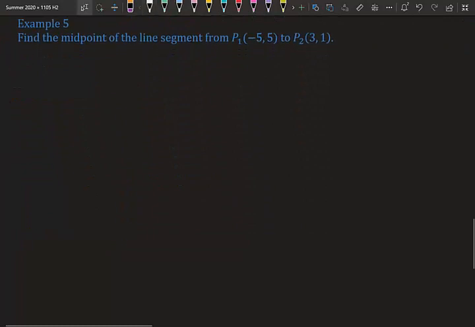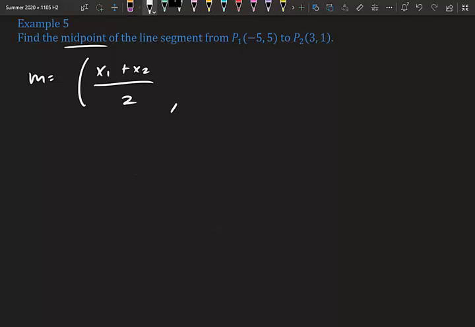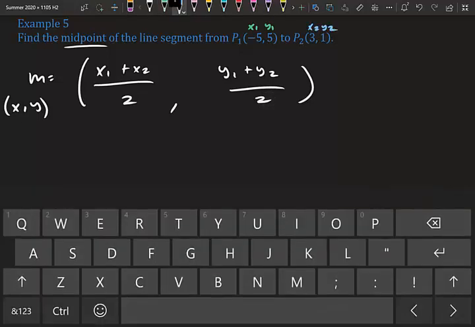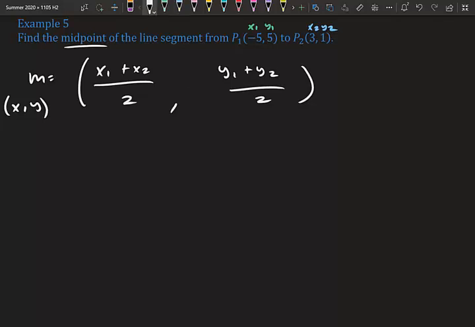So find the midpoint of the line segment from P1, -5, 5, to P2, 3, 1. So the midpoint formula is x1 plus x2 over 2, and then y1 plus y2 over 2. Because remember the midpoint, that's x, y. It's a point. So we label our points. We have x1, y1, x2, y2. Let's go ahead and plug them in.